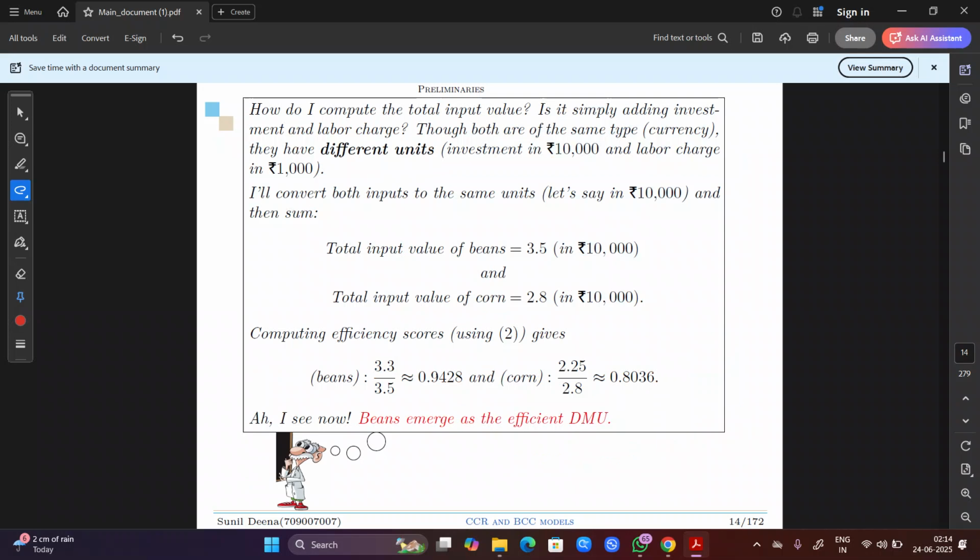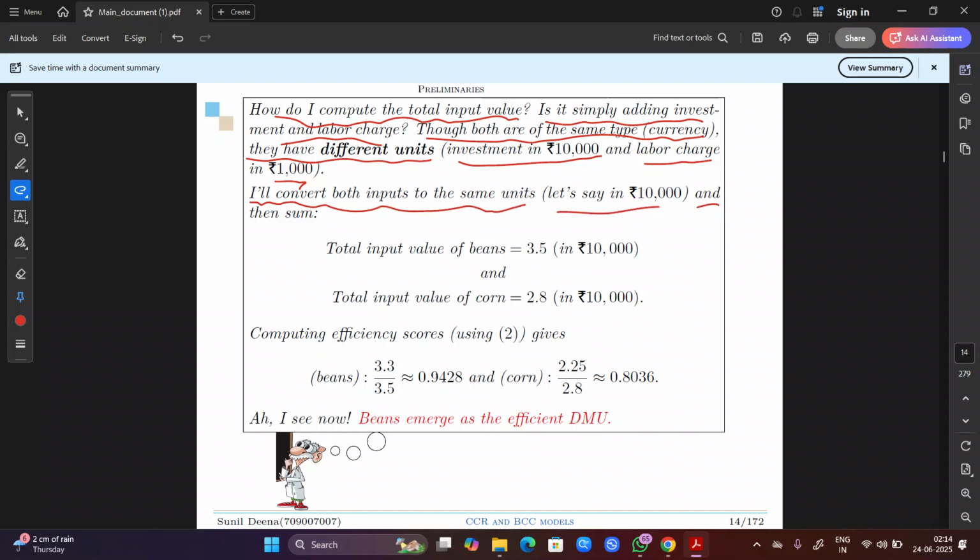Now next, how do I compute the input value? It is simply adding the investment and labor charge. Though both are of the same type, currency, they have different units. Investment is in 10,000 and labor charge is in 1000. I will convert the input to the same unit, let's say 10,000, and then sum. Yes, previously I told you we have to convert into the same unit.